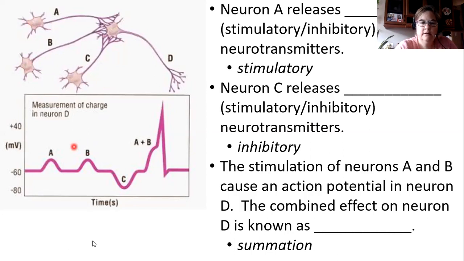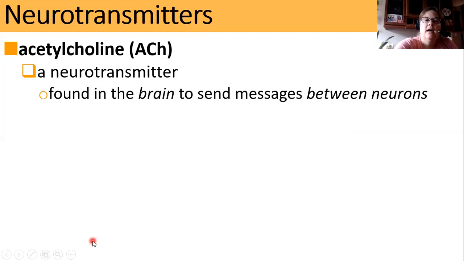All right. Next. Okay. Our last thing to talk about is types of neurotransmitters. Okay, just gonna move this up again. So there are 2 neurotransmitters you need to know the name of. The first one is acetylcholine. Acetylcholine is found in the brain and it sends messages between neurons. Okay, so the shortened form for acetylcholine is ACH.